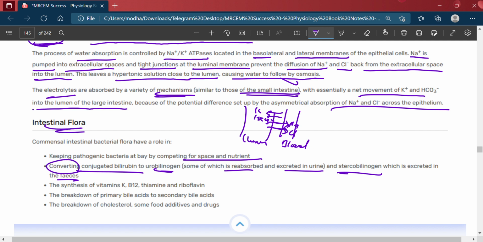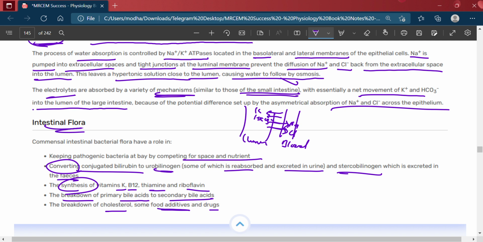The synthesis of vitamin K, B12, riboflavin, and thiamine also occurs in the intestine by the intestinal flora. Then the breakdown of primary bile acid to secondary bile acid, and the breakdown of cholesterol, some food additives, and drugs also occur by the intestinal flora.